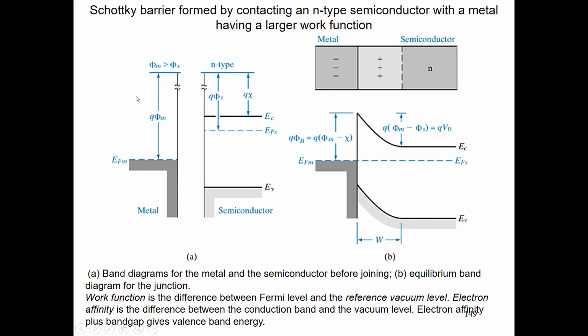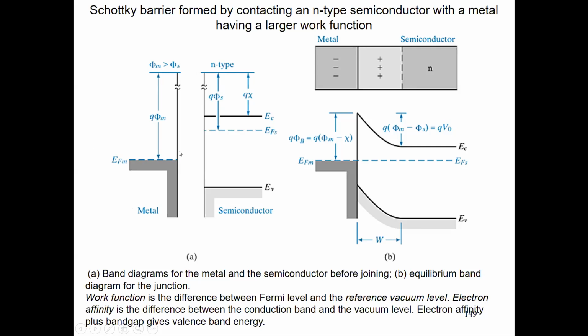On the metal side, metals we know don't have a band gap, so you can only define a work function of the metal. Here I have the work function of the semiconductor, phi s. Here I have the work function of the metal, phi m. There is no band gap, so you can't think in terms of a conduction band edge, electron affinity, and so on and so forth. All right.